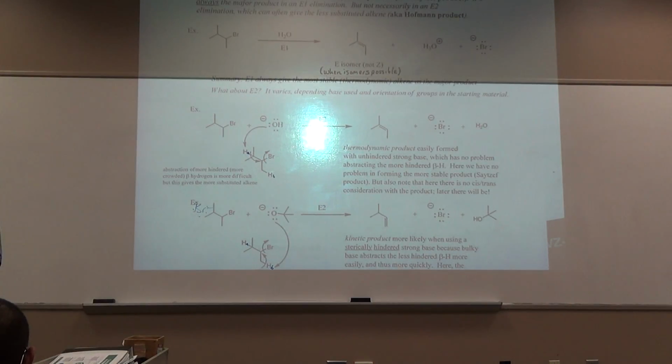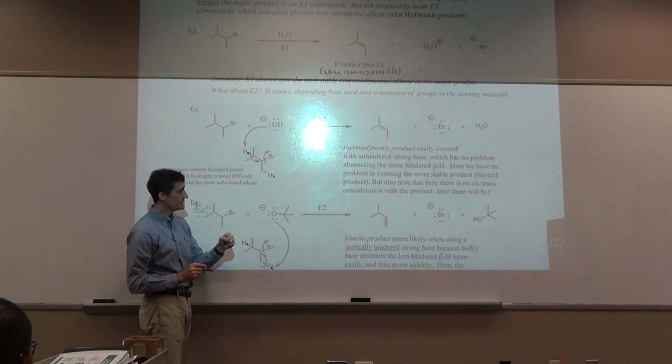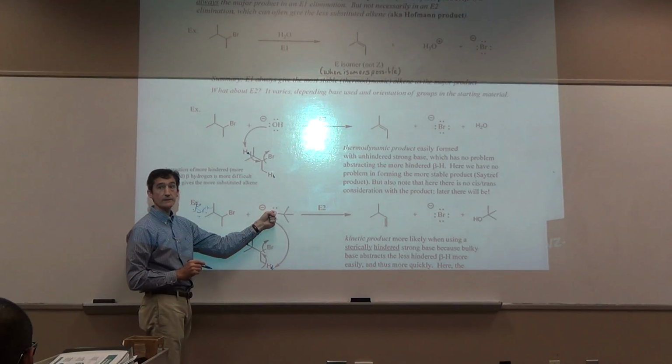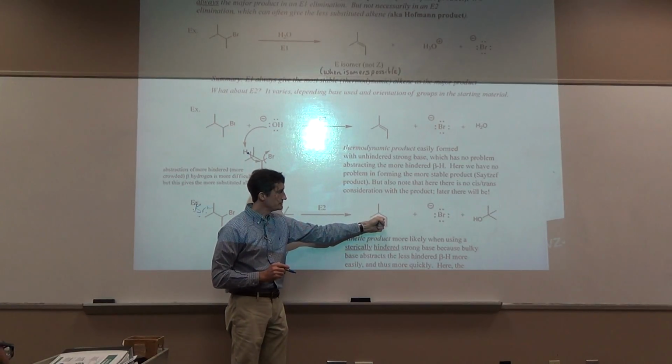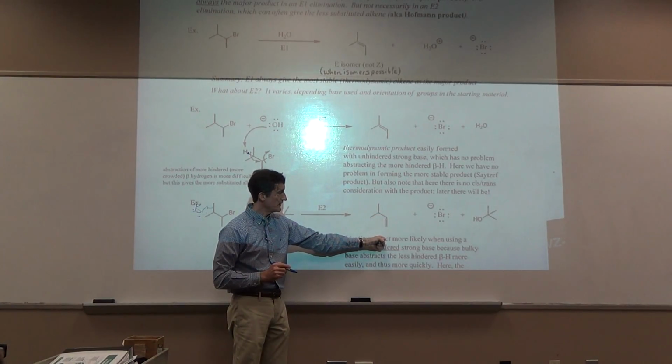Now, if I'm bulky, I'm going to have a more difficult time getting to that H. I just can't get to it. But if I'm real small, maybe I can squeeze through here and I can do it. That's what we're doing here. Take home message: the bulkier your base is, the more prone you are to getting the, what is that? Hofmann product.